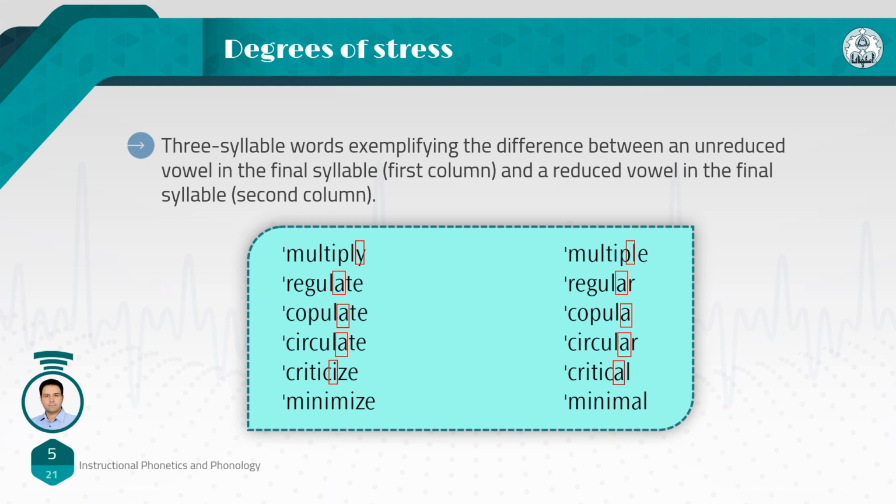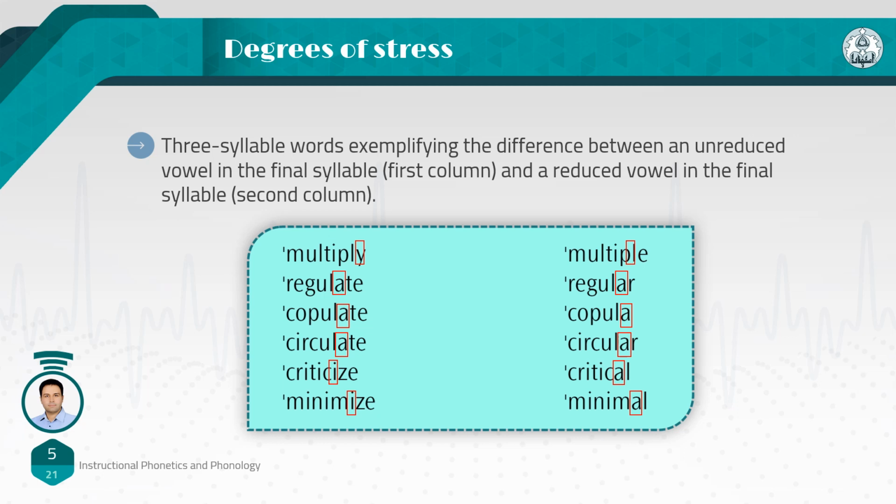Criticize, critical. Minimize, minimal. In fact, the words in the first column differ from those in the second column by having a full vowel in the final syllable. This vowel is always longer than the reduced vowel in the final syllable of the words in the second column. The result is that there is a difference in the rhythm of the two sets of words. This is due to a difference in the vowels that are present. It is not a difference in stress.